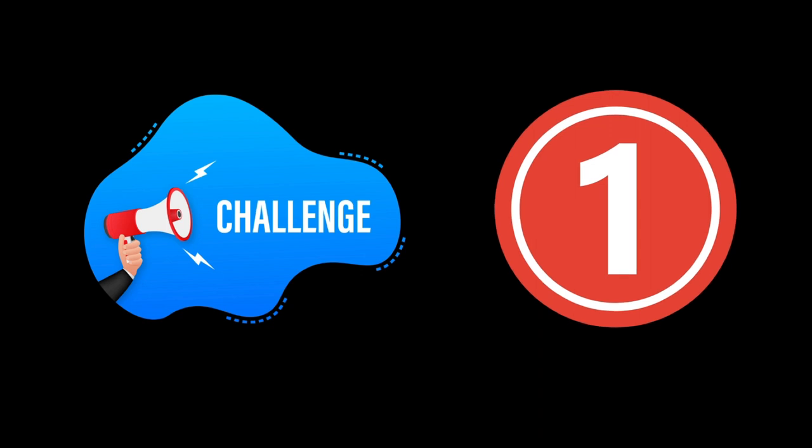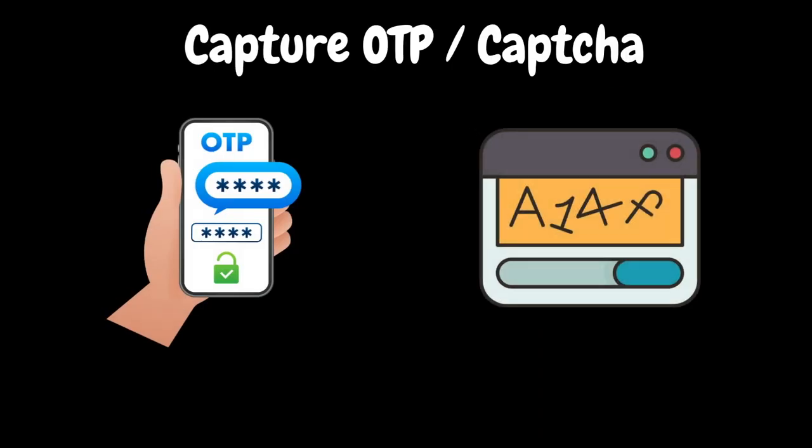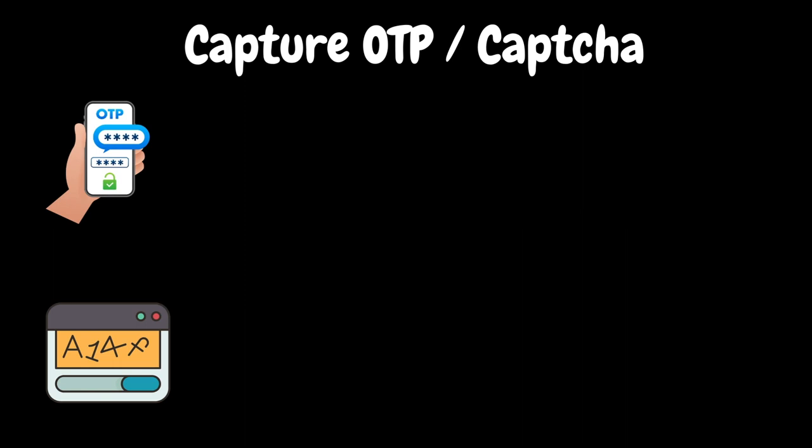So our first challenge is around capturing OTP or Captcha. Here, OTP means one-time password and Captcha means Completely Automated Public Turing test to tell Computers and Humans Apart. This is one of the commonly asked scenario-based interview questions. The interviewer might ask us to explain the process of performance testing to capture the OTP or Captcha flow in the application.